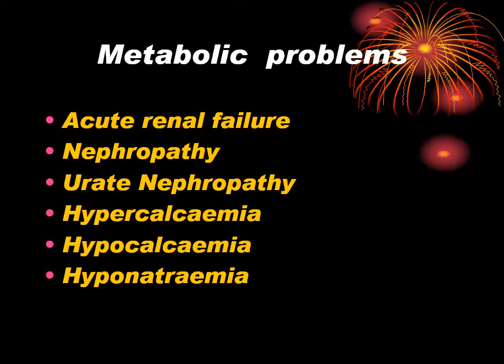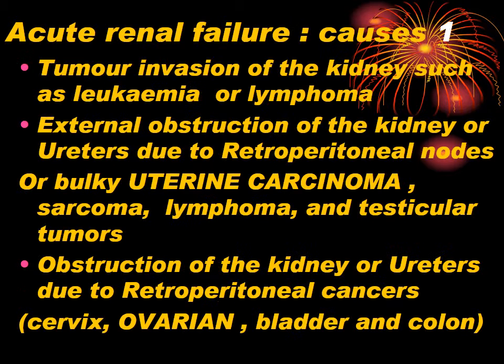We have metabolic problems as well. They happen in acute renal failure or nephropathy or urate nephropathy or hypercalcemia, hypocalcemia, and hyponatremia. Acute renal failure causes. What are the causes of acute renal failure?